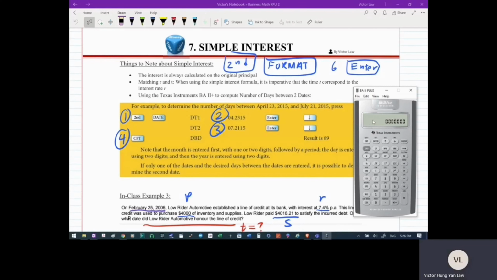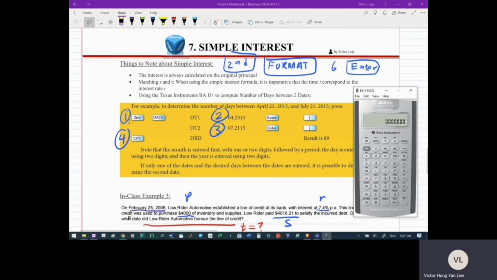Once we learn about the format function to set our financial calculator to at least 6 decimal places, now we can learn about the date function. What the date function does is that it helps us determine how many days are between 2 different dates. In the example that we have here, we want to determine the number of days between April 23rd to July 21st.